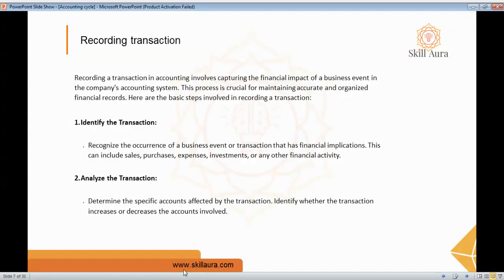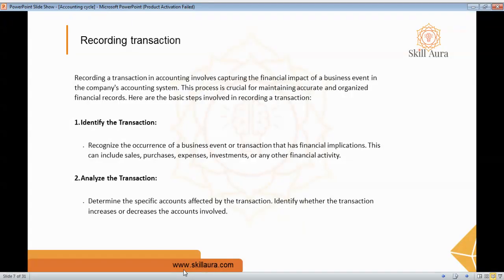So we have to maintain and understand this carefully. These are the steps involved in recording the transaction. The first one is, as I told, identifying the transactions, recognizing the occurrence of a business event or a transaction that has financial implication. This can include sales, purchase, expenses, investment, or any other financial activity.